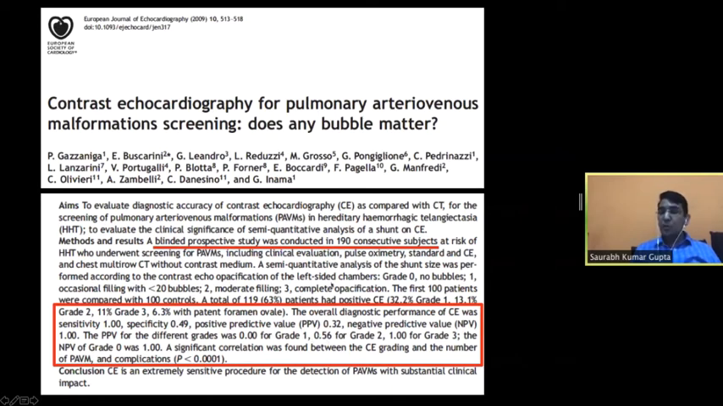So they went on to suggest that if the contrast bubbles are very few, although they described grade 1, 2, 3, they further said that if the contrast bubbles are much fewer, say 5 to 8, then you may still think that this pulmonary AVM is not of significant size and you may not proceed with further workup, because it is not going to be hemodynamically significant.